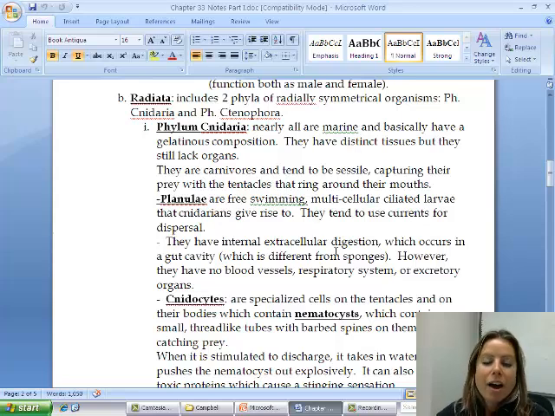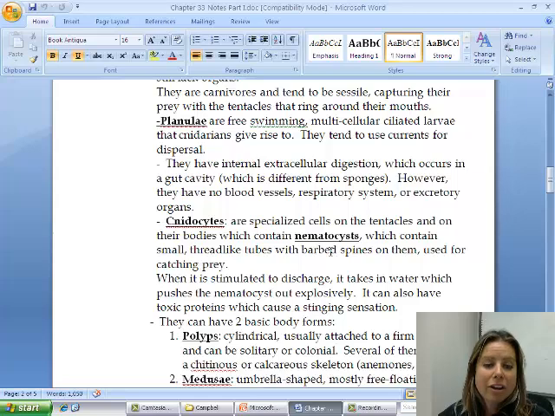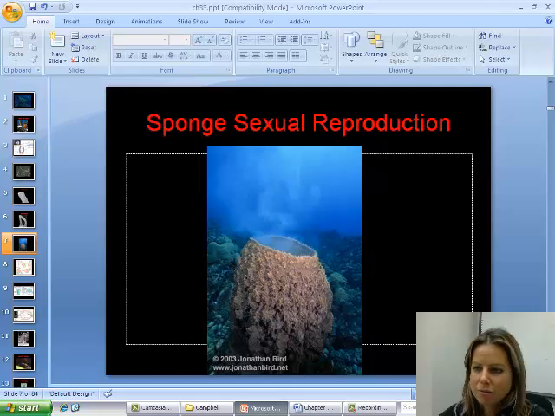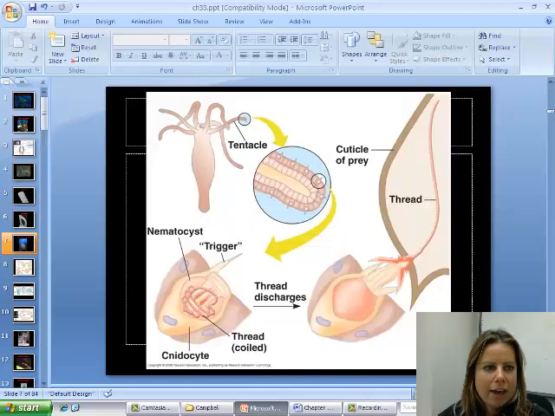Okay, so the reason these guys are called cnidocytes is because they're going to have stinging cells on them called nematocysts, and I'll show you a picture of that in just a second. But before we do that, let's take a look at some organisms that are in this group. Okay, so I do have some pictures we'll look at in a little bit.